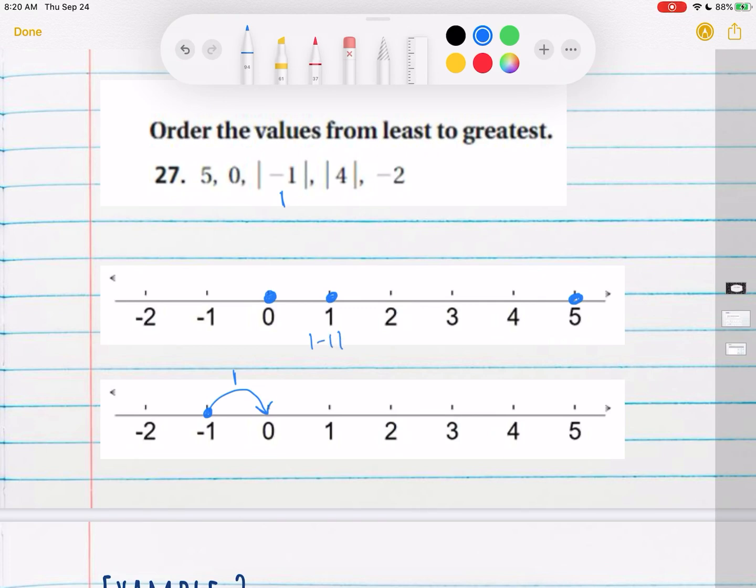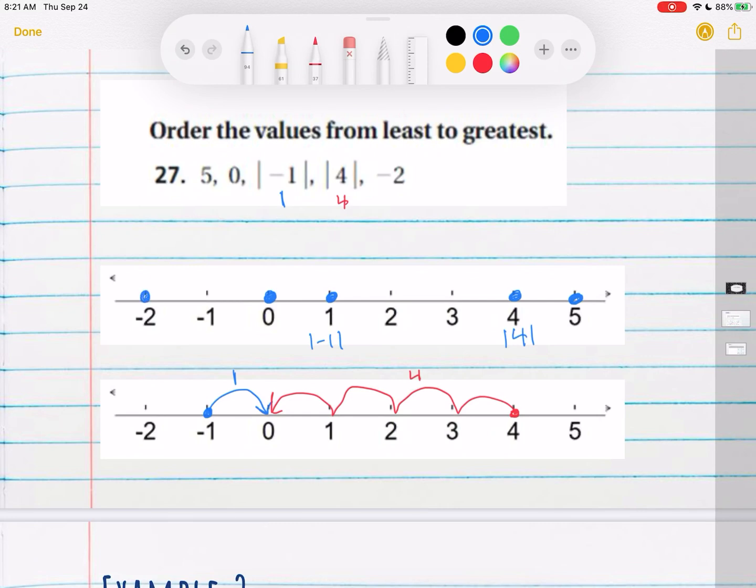So I remember. And then let's see, the absolute value of 4. What's the absolute value of 4? Well, let's check. 4 is right here. It's 1, 2, 3, 4 units away from 0. So that's 4. So I'm going to find 4. I'm going to plot it. And I'm also going to relabel it as the absolute value of 4. This way, when I go to write them out from least to greatest, I remember that it isn't 4. It's the absolute value of 4 that I'm using. And finally, -2.